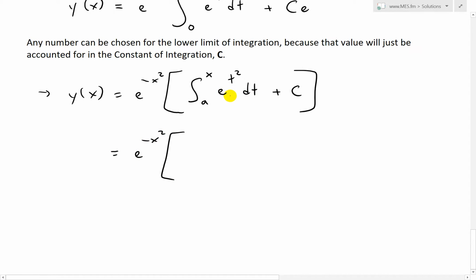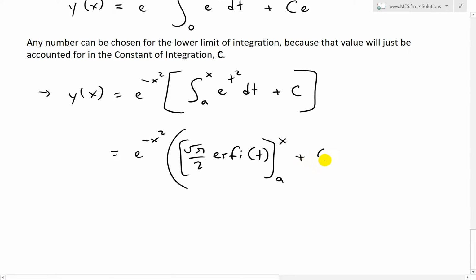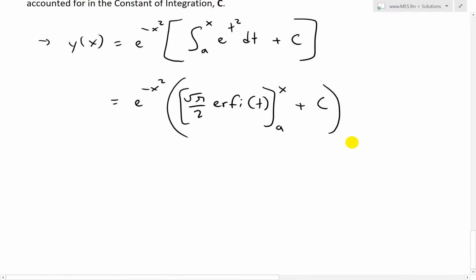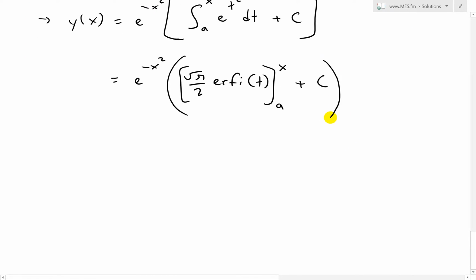And this is going to be equal to, and I'll put this as, the integral of this one we know is going to be square root pi over 2 erfi of t. And then we're evaluating this from a to x, with a giant bracket like that, and then we just add the constant c here. Okay, so we have that.